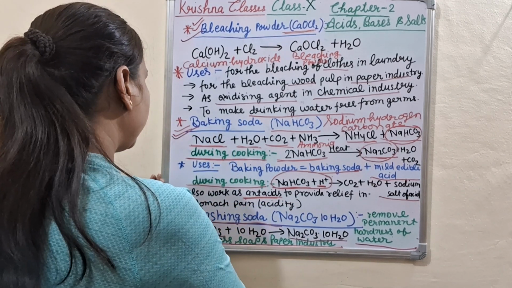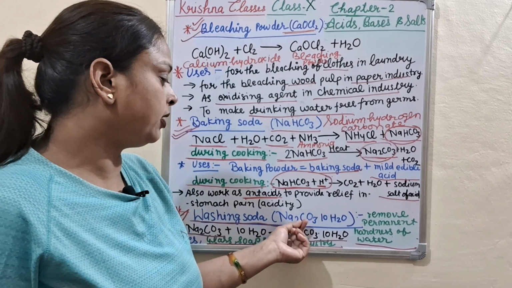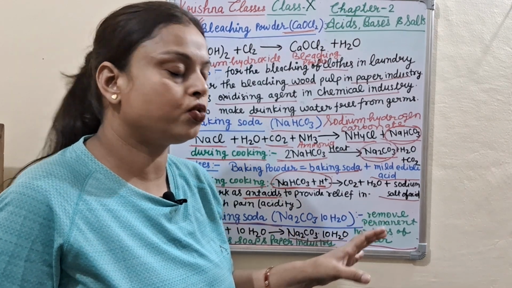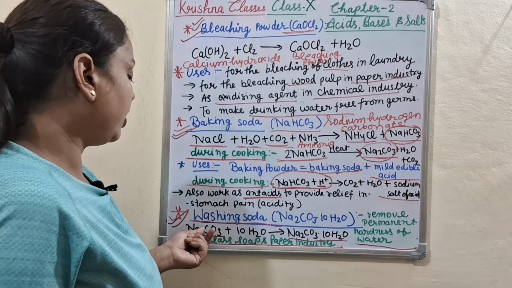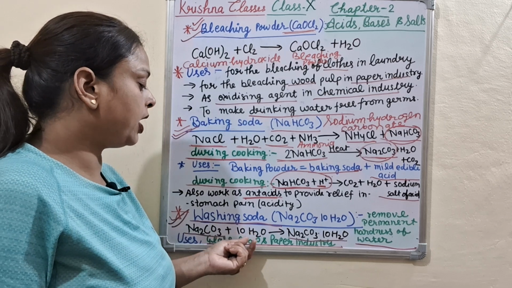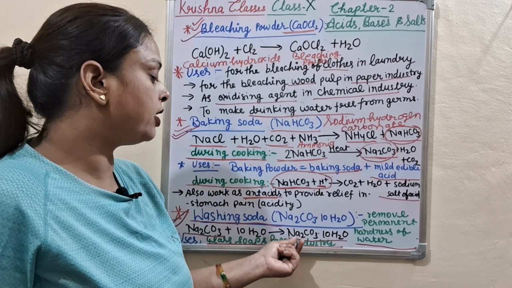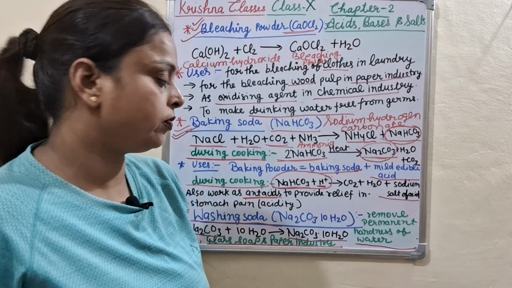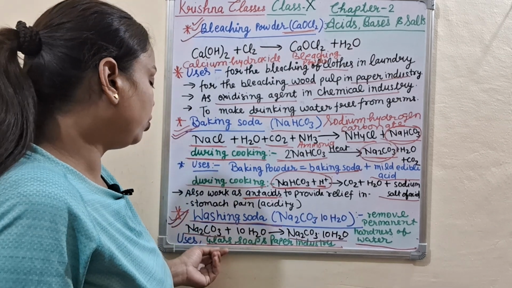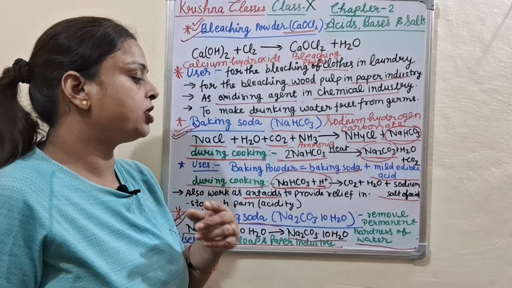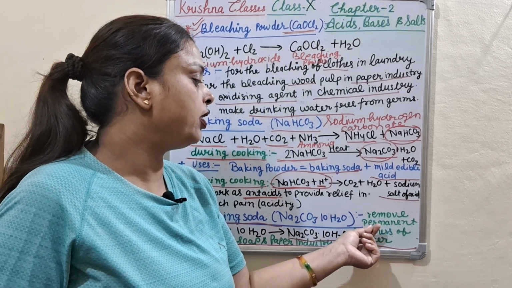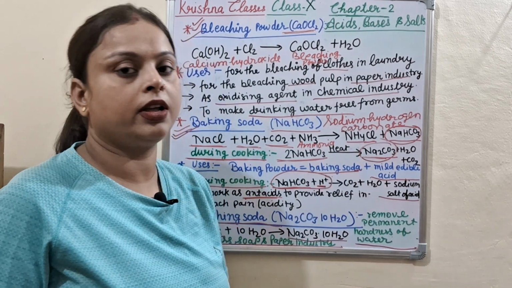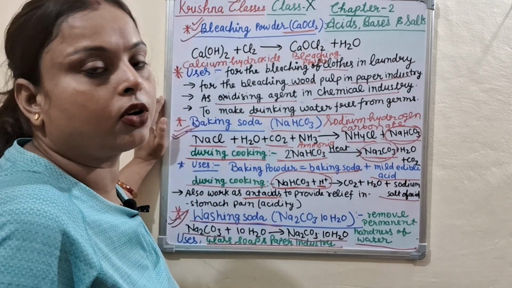Next and last is the washing soda. Formula is Na2CO3 into 10H2O. How is it prepared? When sodium carbonate reacts with 10 molecules of water, then it is converted into washing soda, Na2CO3 into 10H2O. What is its use? Used in the glass, soap and paper industry, and also removes permanent hardness of water, and also for cleaning of clothes.